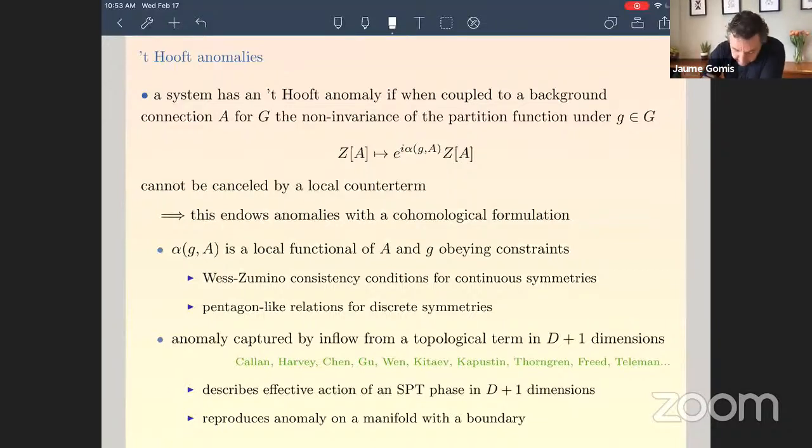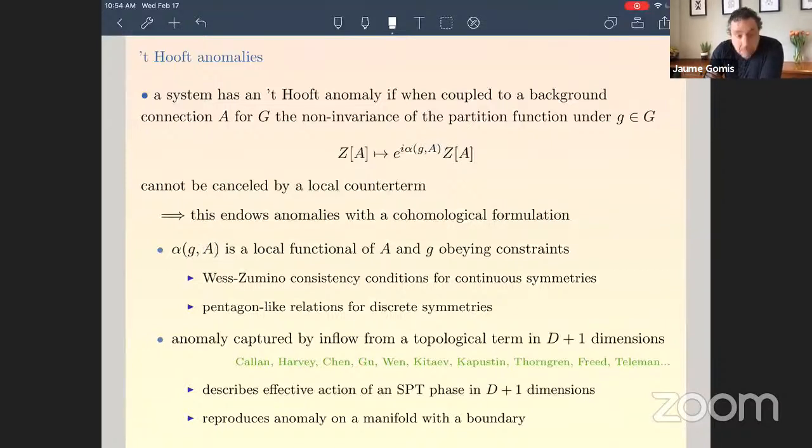Okay. So this kind of definition, which I guess is the one that Wess and Zumino really coined, is what gives anomalies very much of a cohomological formulation, because it's like d equals 0 modulo exact things. Okay. Now, what can we say about this violation, the anomaly here, alpha of g and A? So alpha is the anomaly, and it depends on the transformation and the background connection.